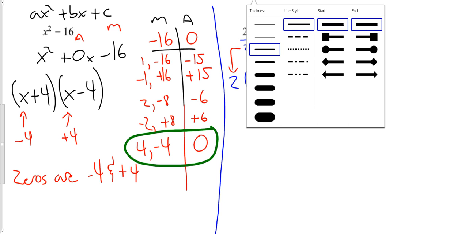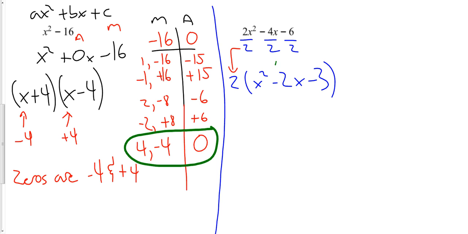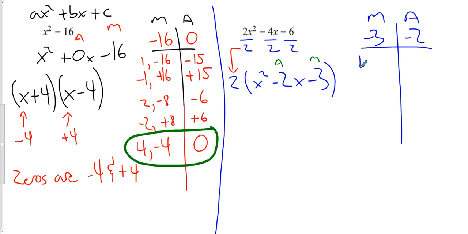If we go through and make our MA chart, the two numbers have to multiply to negative 3 and add to negative 2. What numbers will multiply to negative 3? Well, 1 and negative 3 multiply to negative 3, and positive 1 plus negative 3 gives negative 2. So our factors here must therefore be positive 1 and negative 3.